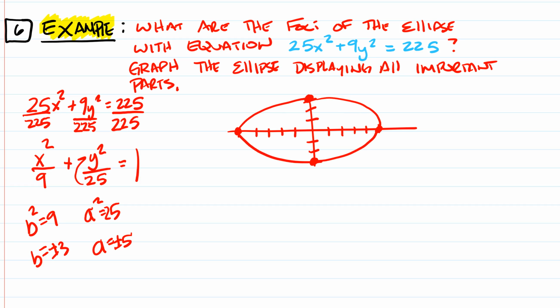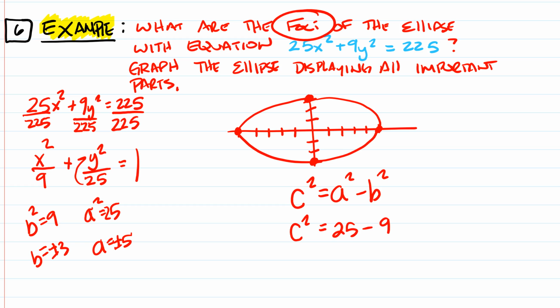All I have to do now is figure out where the focal points are. And remember, c squared is equal to a squared minus b squared. That's the relationship because it's always constant. So therefore, c squared has to be 25 minus my 9 value there. And so that means that c squared is going to have to be the number 16. So c is going to be plus or minus 4.